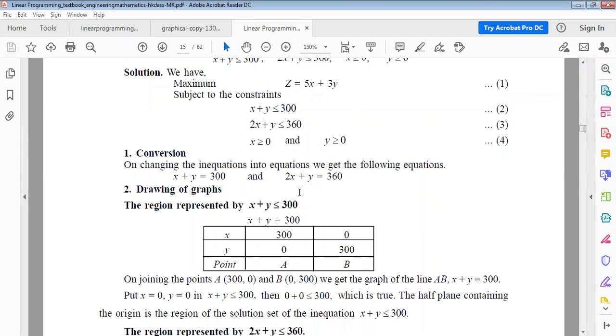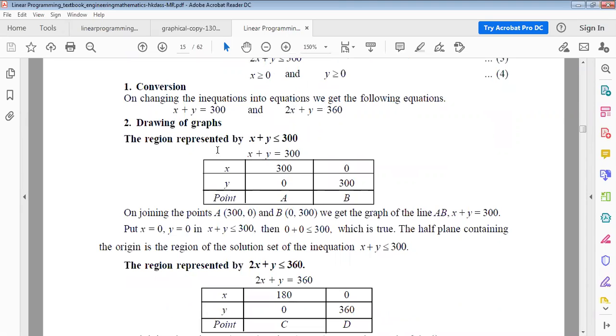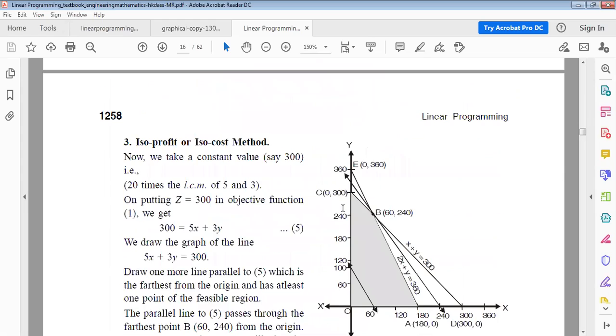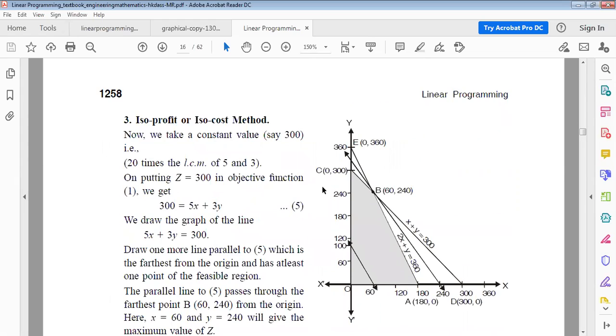First of all, you have to convert the inequalities to equations. Then draw the graphs. How? Just make this table. Point A will be this, putting y equals 0 in the first constraint, and putting x equals 0, y equals 300. This is the point B. For the second constraint and second equation, we get points C and D. Now we can plot these points.